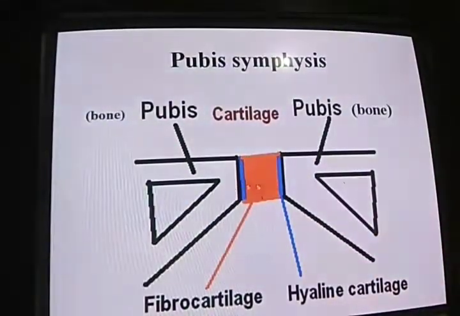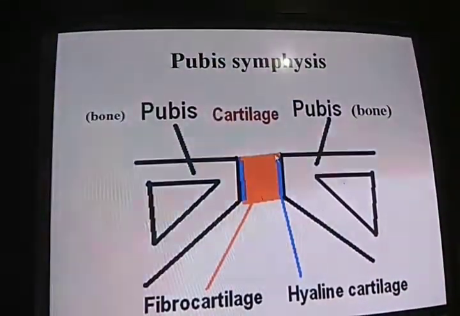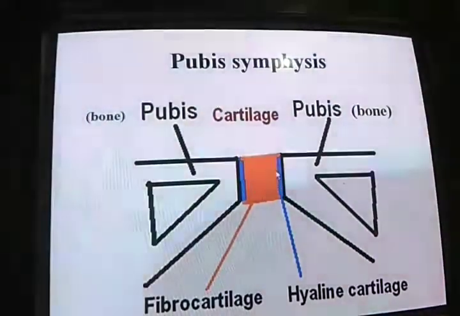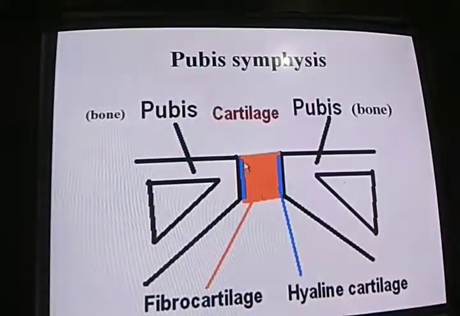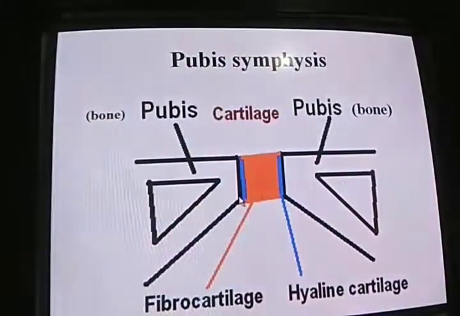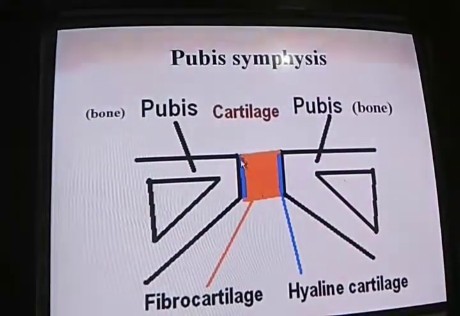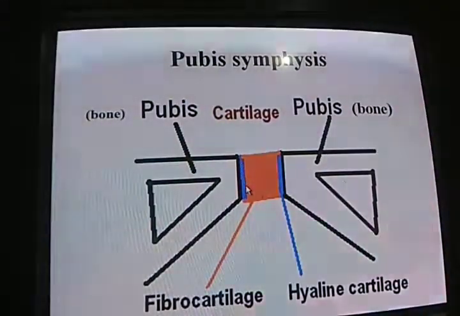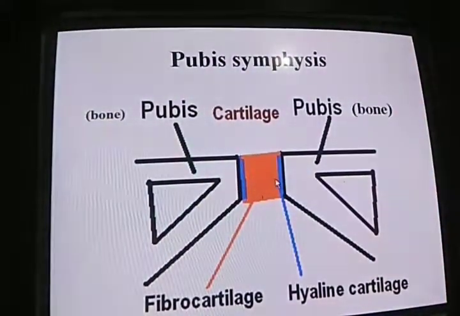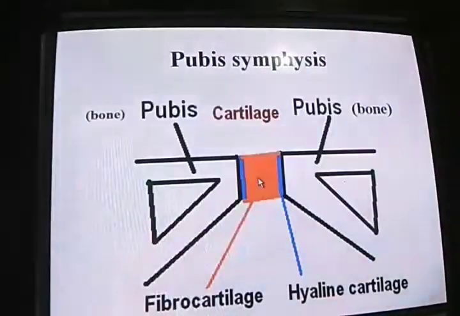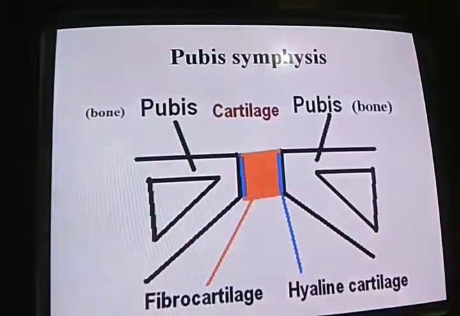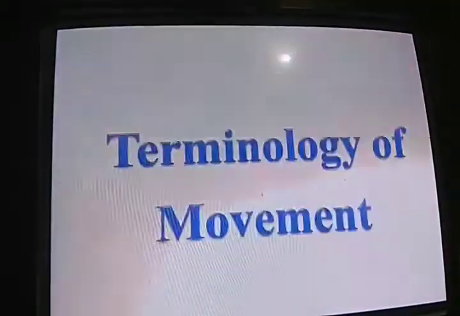This is a pubic bone. This is another pubic bone. This is the articular surface of the pubic bone, which is covered by a thin plate of hyaline cartilage. This is another articular surface of the pubic bone, which is covered by a thin plate of hyaline cartilage. And these two hyaline cartilages are separated by another cartilage, fibrocartilage. This is the structure of the pubic symphysis.